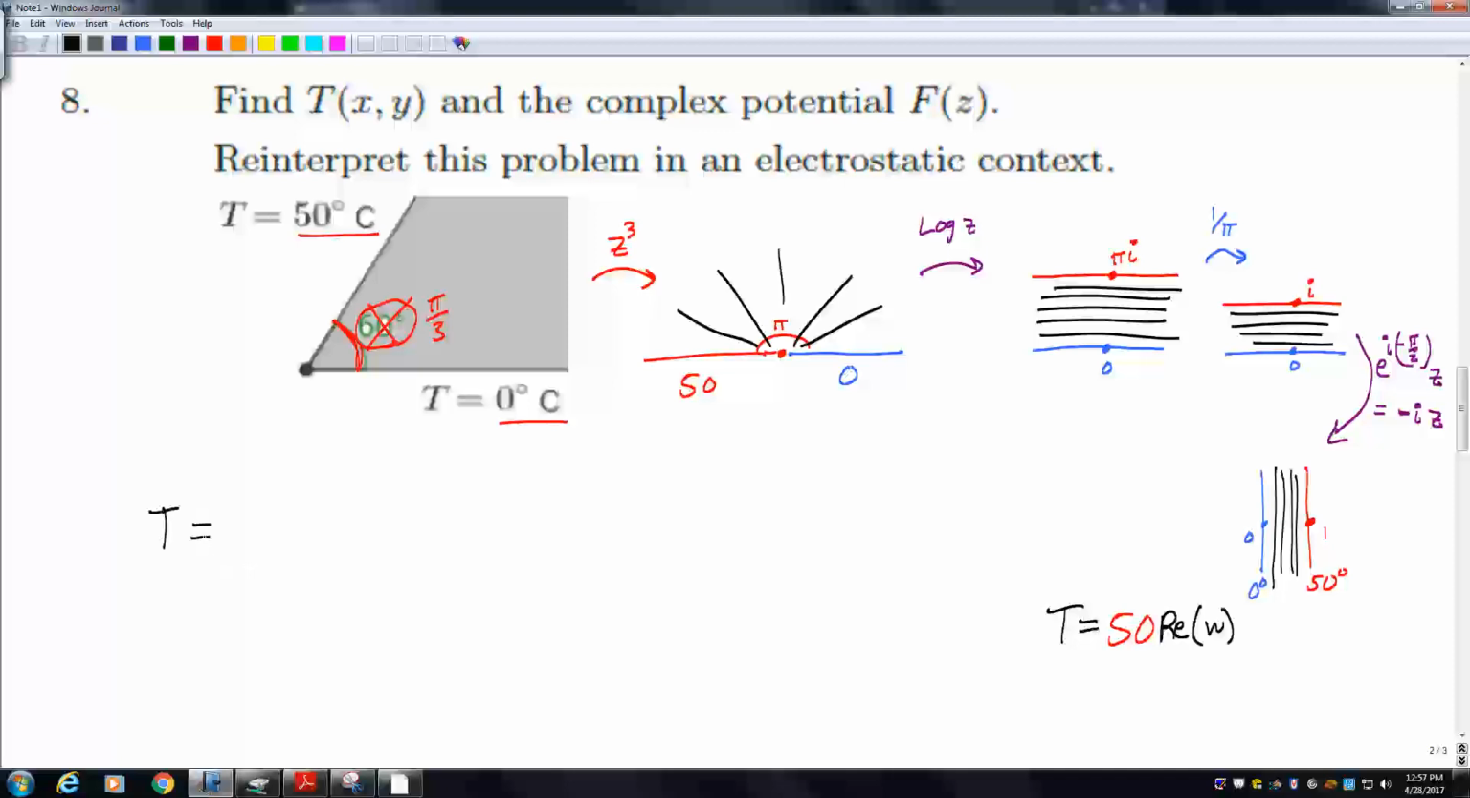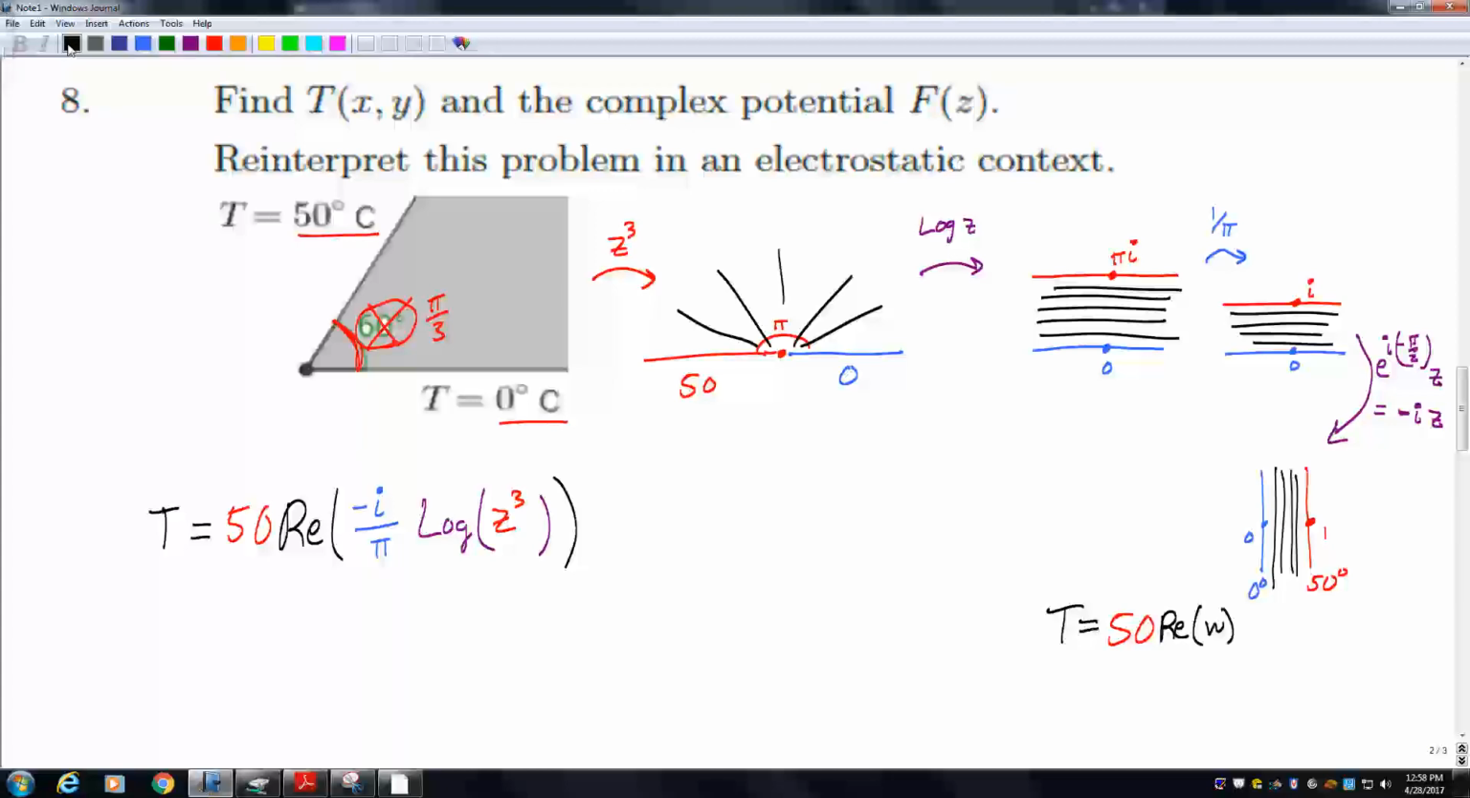and if I could get the composition correct here, I have 50 times the real part of w, and what is w in terms of z? It's what I get when I take z cubed, and then I take the log of that, and then I divide by pi, and then I multiply by minus i to rotate it. Gives me that thing. Okay, and so we could do some simplifying here. That gives me T as a function of z.